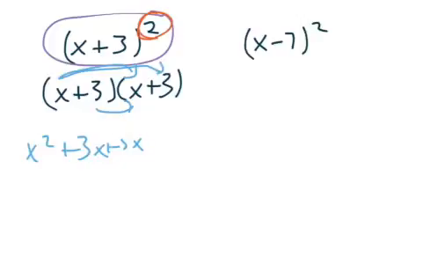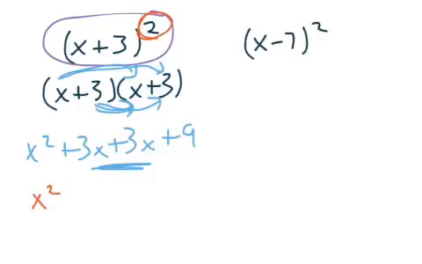Let me clean that up a little bit here. So then we're going to do 3 times x and get another plus 3x. And then finally 3 times 3 is 9. And of course we could put these like terms together. So our end result is, combining those like terms, we end up with x squared plus 6x plus 9.